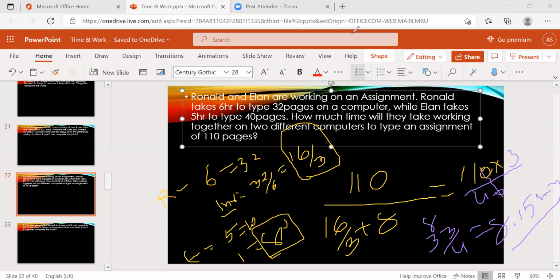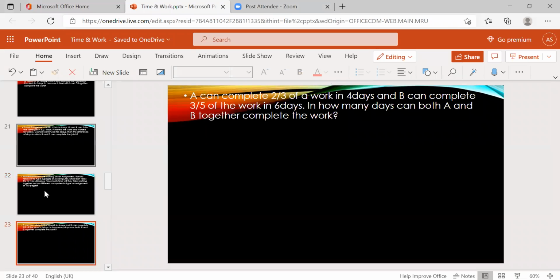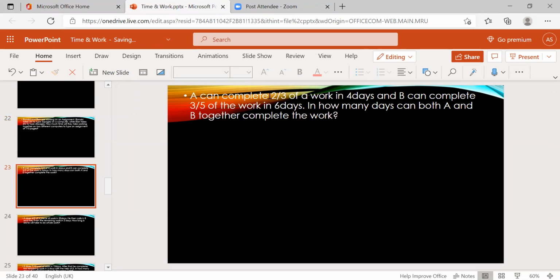Now, moving to the next question. A can complete 2 by 3rd of the work in 4 days and B can complete 3 by 5th of the work in 6 days. In how many days can both A and B together complete the work? So fractions they've given. It's easy actually.